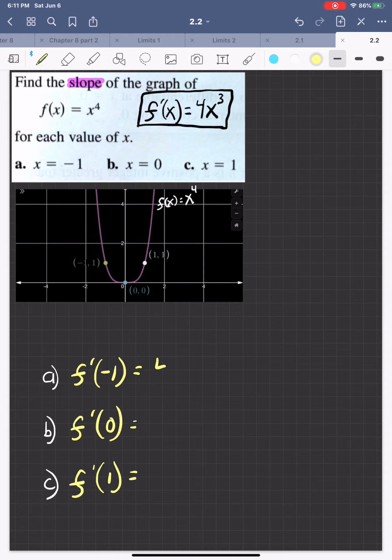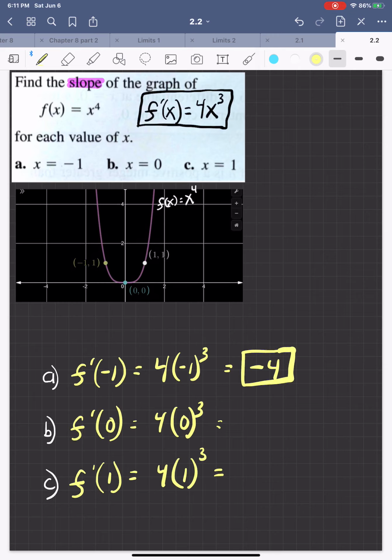So this would be 4 times -1 to the power of 3. This would be 4 times 0 to the power of 3. And this would be 4 times 1 to the power of 3. All right, well, -1 to the power of 3 is -1 times 4 is -4. And 0 cubed is 0 times 4 is 0. And, of course, 1 to the power of 3 is 1 times 4 is 4.